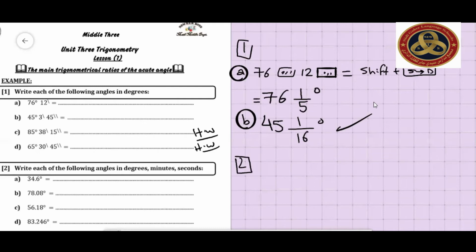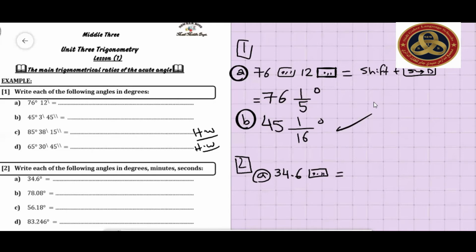The second type, he gives me the measure in degrees and he asked me to write it in degrees and minutes and seconds by the same way. What I will do? I will write 34.6 degrees. You remember how I write the degree on the calculator? Then press equal.